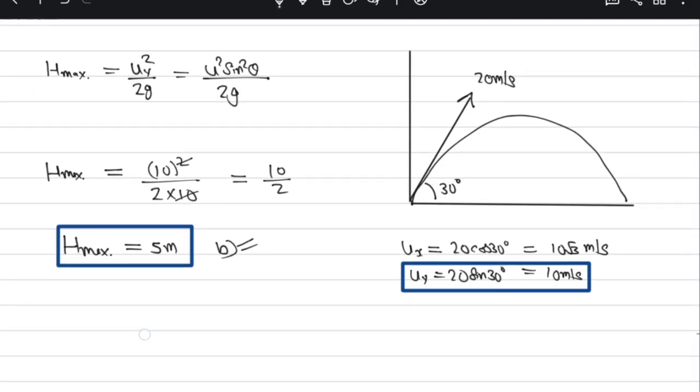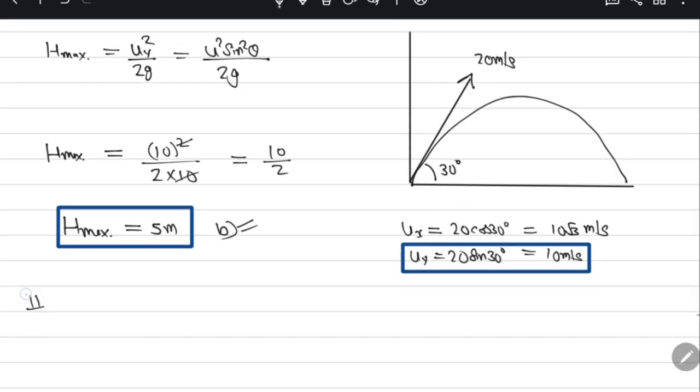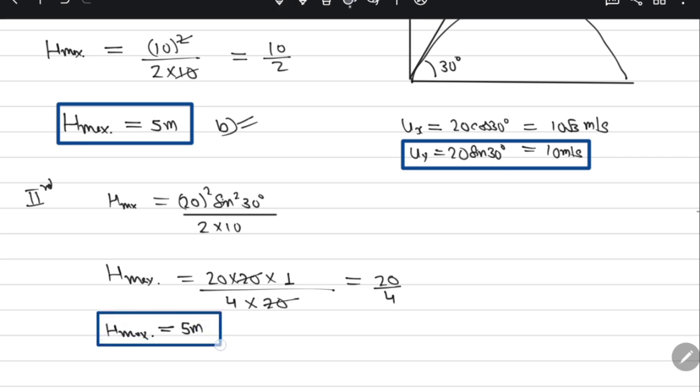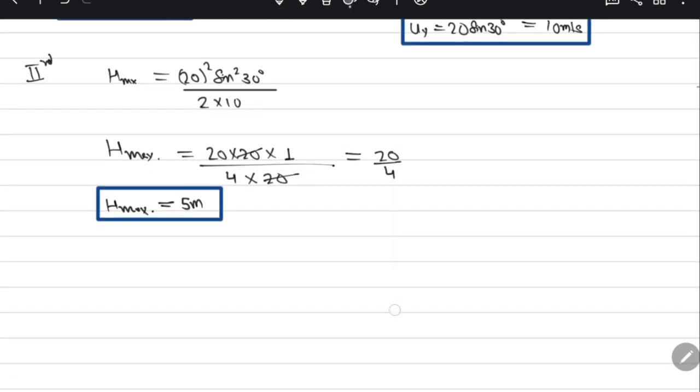Like, one more thing, if you remember the formula, you can also solve directly. h max is u square sine square 30 degree divided by 2 into 10. So 20 into 20, sine 30 means 1 by 2, squared gives 1 by 4, and then divide by 20. So 20 divided by 4 comes out to be 5 meter. Understand now?